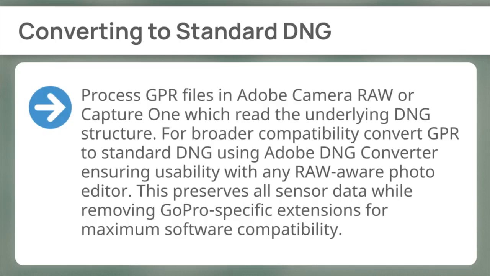Finally, converting to standard DNG. Process GPR files in Adobe Camera Raw or Capture One, which read the underlying DNG structure. For broader compatibility, convert GPR to standard DNG using Adobe DNG Converter, ensuring usability with any RAW-aware photo editor. This preserves all sensor data while removing GoPro-specific extensions for maximum software compatibility.